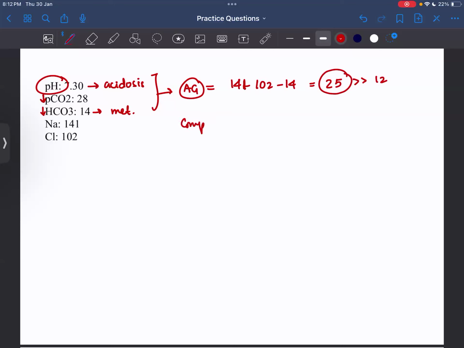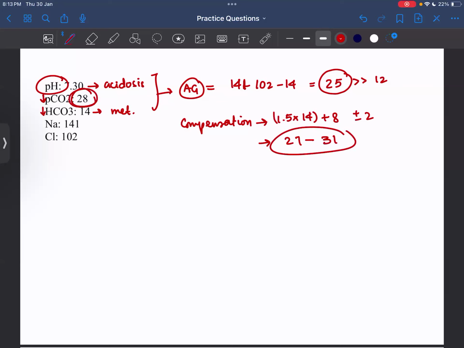Move on to compensation. Winter's formula: 1.5 times 14 plus 8, plus or minus 2. Okay, so the range is going to be 27 to 31. This is the range. Look at the PCO2. Is the PCO2 within this range? It actually is. What does that mean? If the PCO2 is within the range that you calculate by the Winter's formula, this means that we have respiratory alkalosis, and this is just compensation. This is not a concomitant or a secondary disorder. So I'm just going to write this as compensated respiratory alkalosis, right?